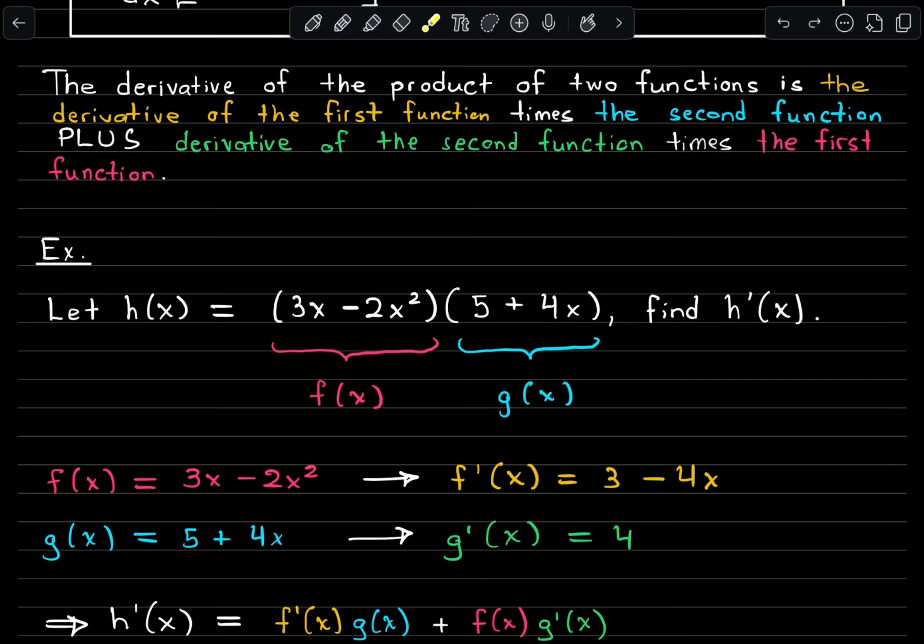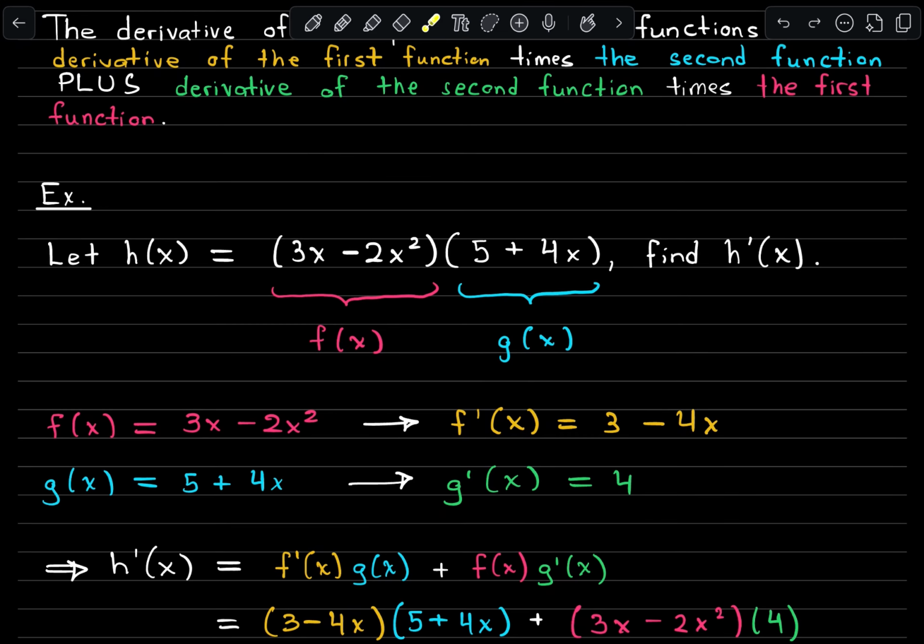Now, we're going to put it together in product rule fashion, according to our formula. So f prime of x is 3 minus 4x. g of x is 5 plus 4x. f of x itself is 3x minus 2x squared. And g prime of x is just 4.